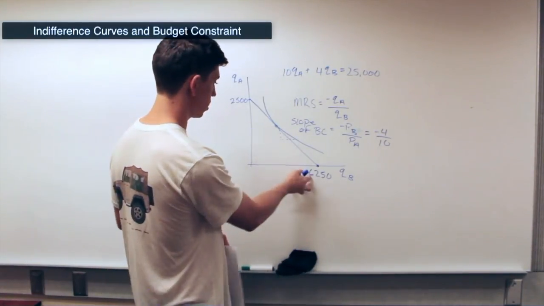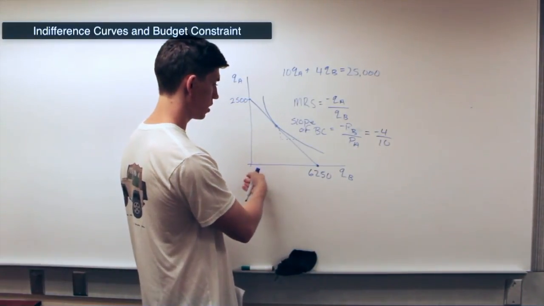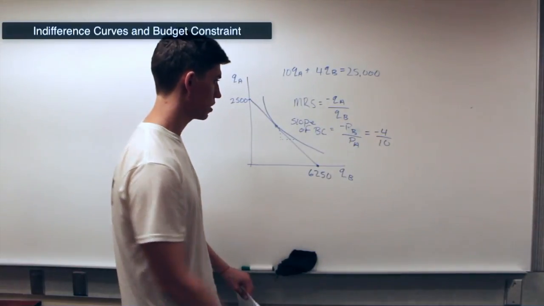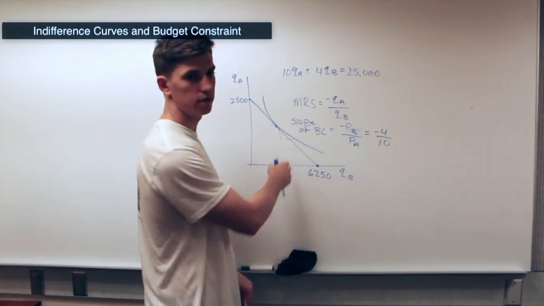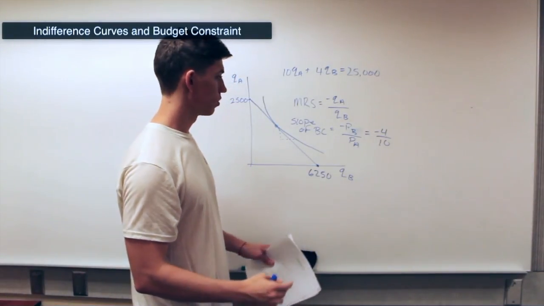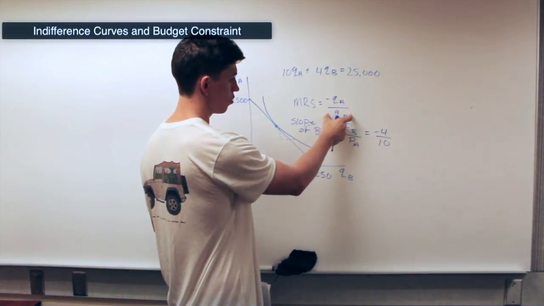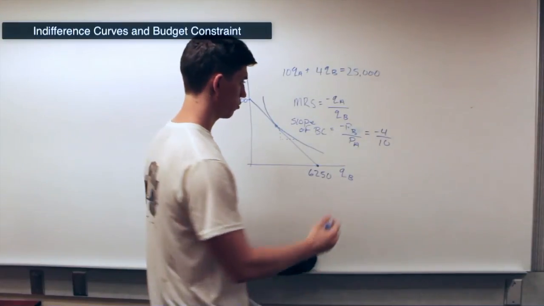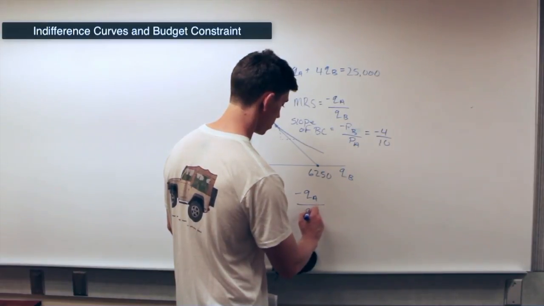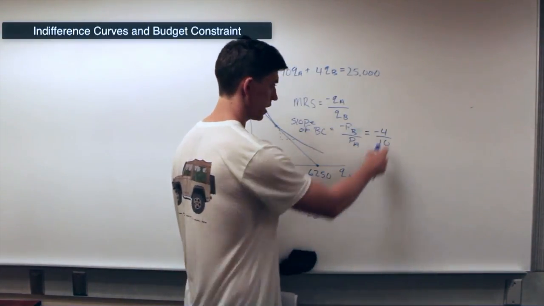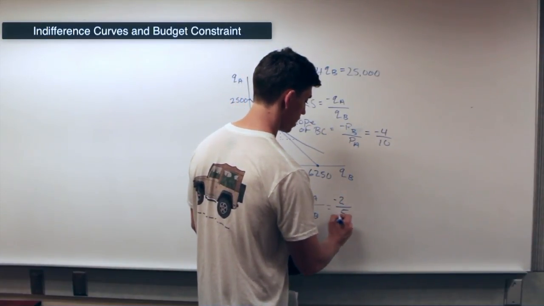So then I could look at this analytically and say, okay, the rise of 2,500 minus 0 divided by the run of 0 minus 6,250 is going to get us negative 4/10 as well. So either way you want to look at this, this is how you find the slope of this budget constraint. Okay, so now our goal is to find this tangency point, right? So we want to set this slope equal to this slope, which means we have negative QA over QB equal to negative 4/10, which is really negative 2/5, just simplified.